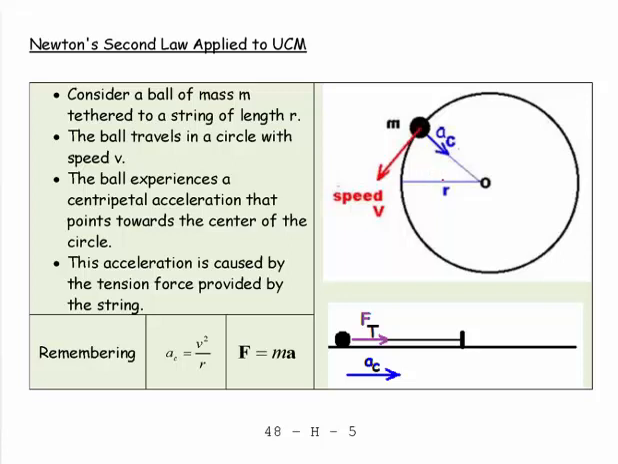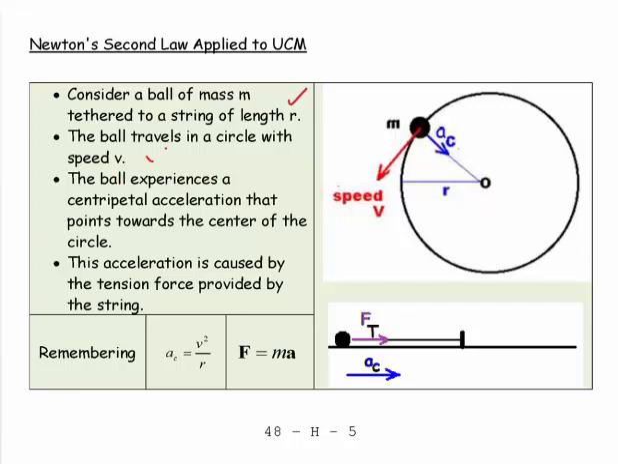And often it's tension in a string, or it could be a gravitational pull from a planet, it could be a frictional force of tires, it could be a component of a normal force on a bank track, but there'll be some existing force which pays for that centripetal acceleration. What we say is, consider a ball of mass m tethered to a string of length r. So in this case is a string connecting the middle point of the circle to the mass.